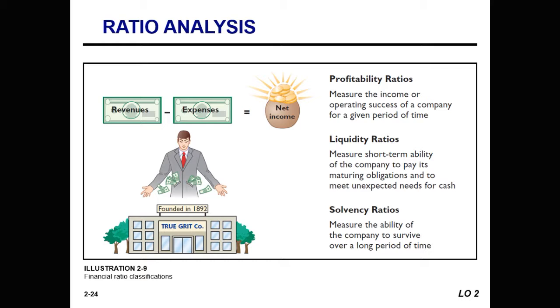Okay, back at it. What the ratio analysis does is provide us with a value that we can use for comparison purposes. There are three types of ratios. There are profitability ratios, which measure the income or the operating success of a company for a given period of time. There are liquidity ratios, which measure the short-term ability of the company to pay its obligations or meet unexpected needs for cash. And then there are solvency ratios, which measure the ability of the company to survive over a long period of time.